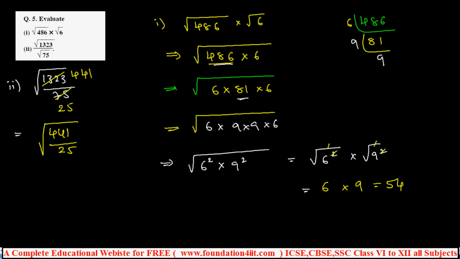Now we know that from here you can separate this: square root of 441 by square root of 25. And we know that square root of 441 is 21 and root 25 is 5. So 21 by 5 is the answer for this.